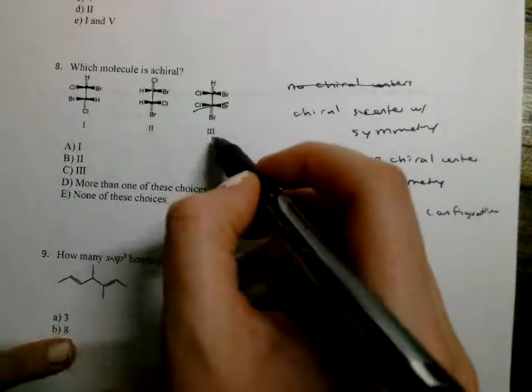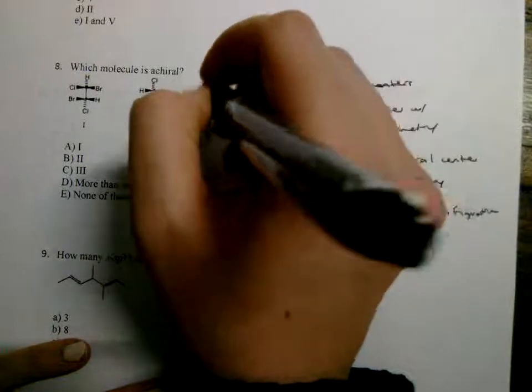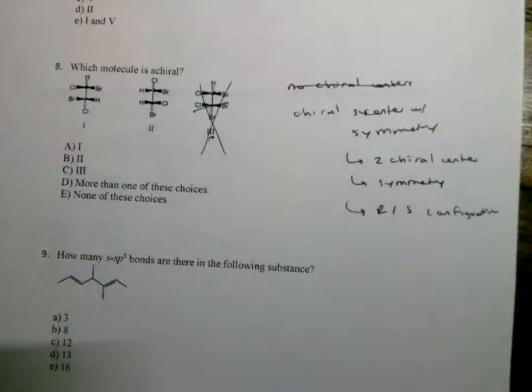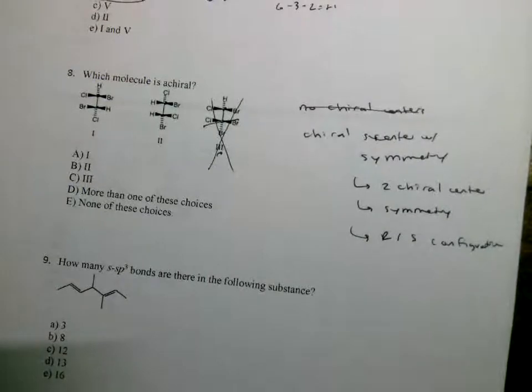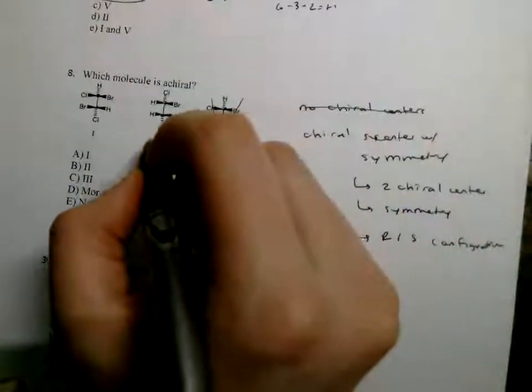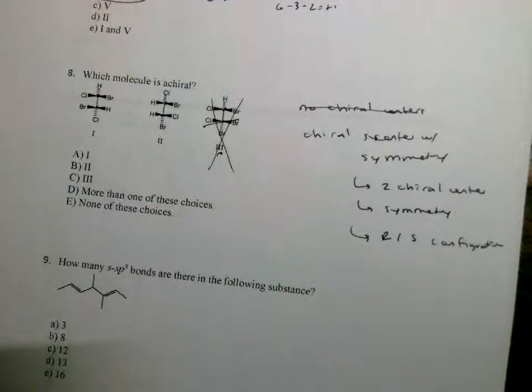Well, I can automatically see right here on question 3, there's not 2 chiral centers, only 1. So that's not going to be our right answer because you need at least 2 chiral centers. It needs to be an even number of chiral centers. And then the next thing we look for is a plane of symmetry.